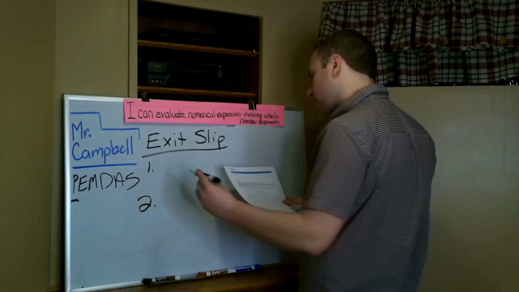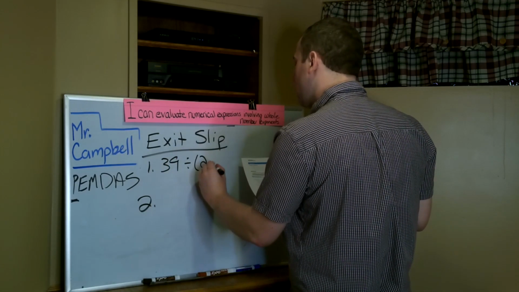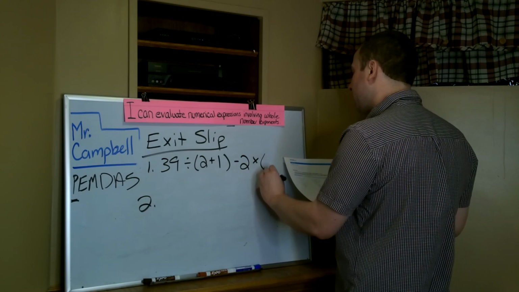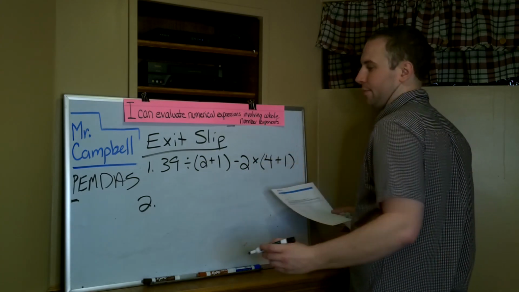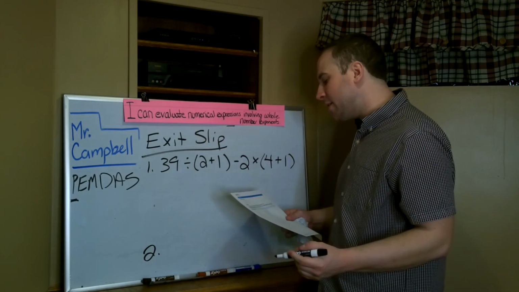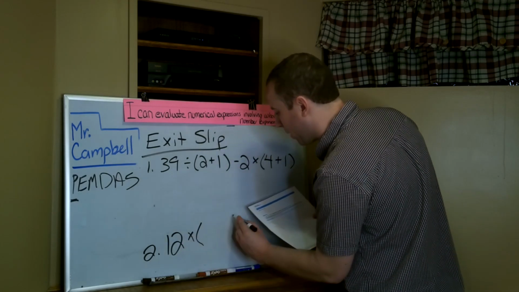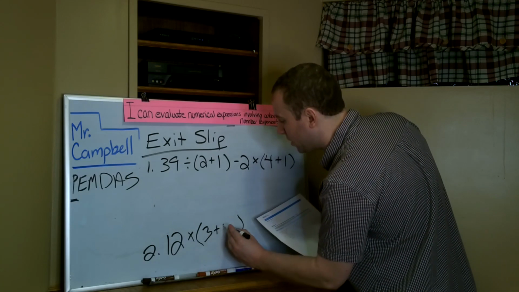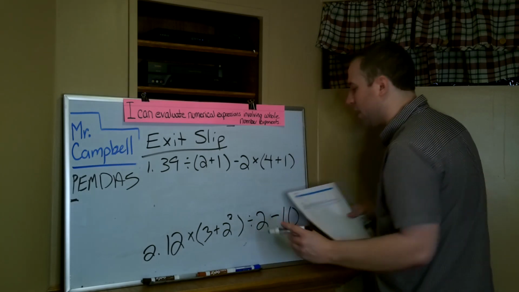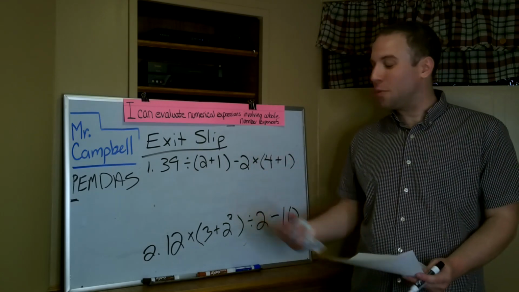Please. Number 1, 39 divided by 2 plus 1, close parentheses, minus 2 times 4 plus 1. And let me give some space here. And my second problem is 12 times, parentheses, 3 plus 2 squared divided by 2 minus 10. I'll go ahead and give you a minute to pause to answer those 2 questions, and then we'll go back and solve them.